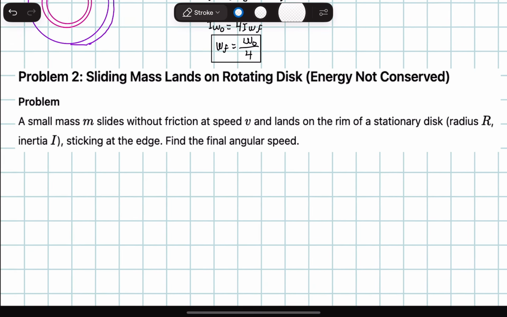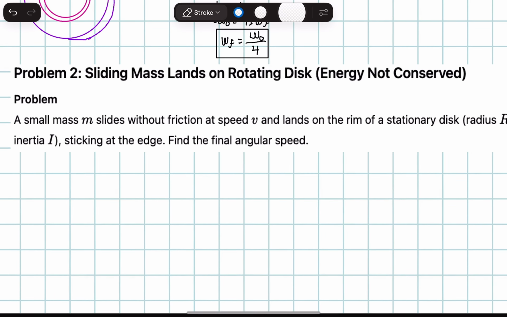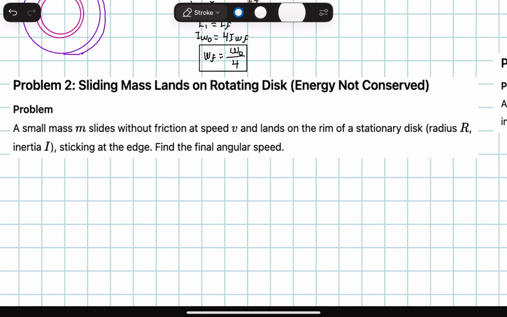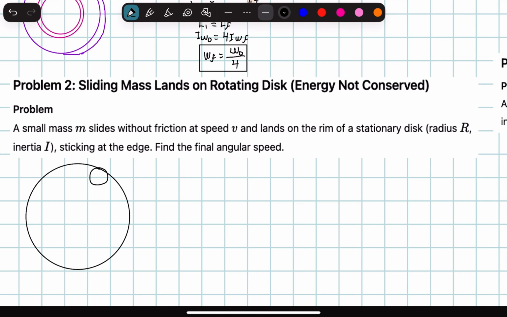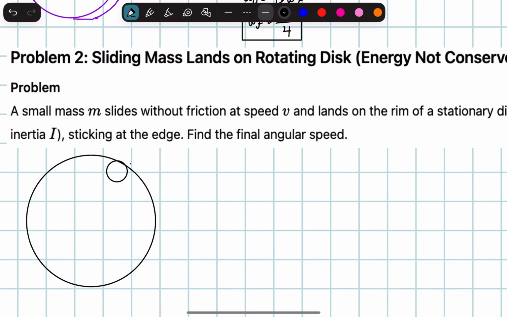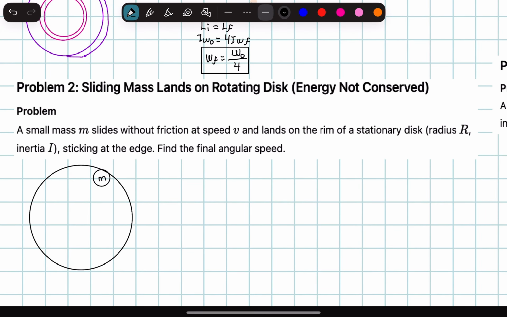Now we have a sliding mass that lands on a rotating disk, but energy is not conserved. A small mass M slides without friction at speed v and lands on the rim of a stationary disk of radius r, sticking at the edge. Find the final angular speed. So it's a disk, and the mass lands at the rim without friction. The disk has a radius of r and an inertia of I. We want the final angular speed, omega f.